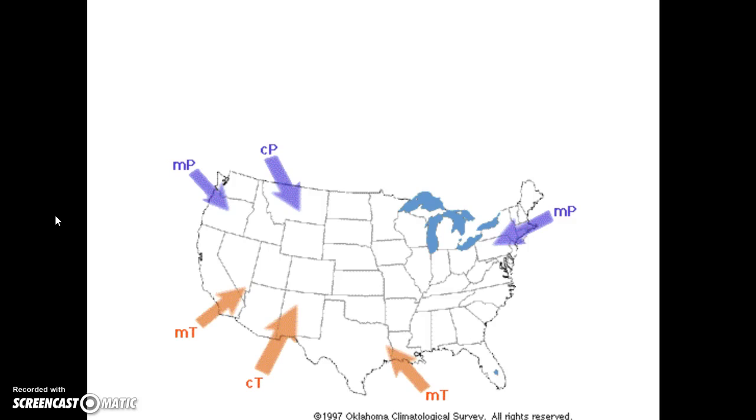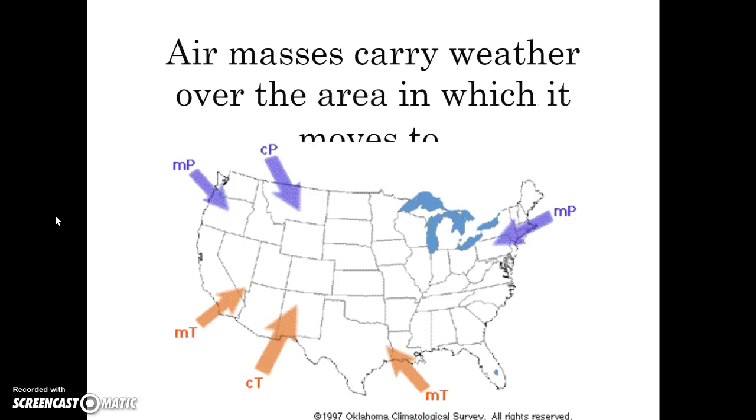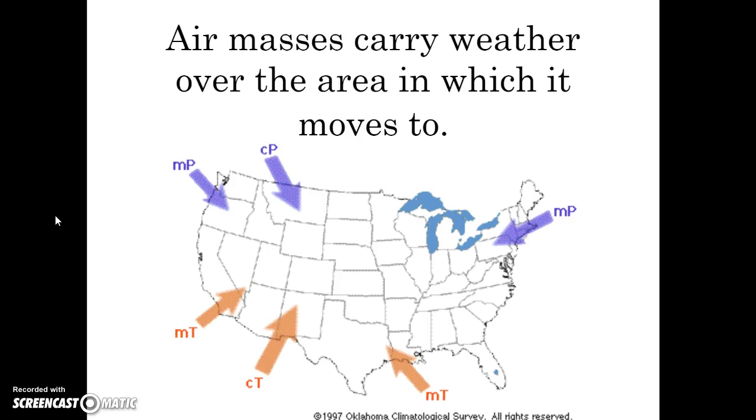These are the types of characteristics that you can have for an air mass. They carry weather over the area in which it moves to. So the arrows show where the air mass is moving, and it brings those characteristics of temperature and moisture to those new areas. So an area where it's P for polar will be cold. An area where it's T for tropical, it will be warm.